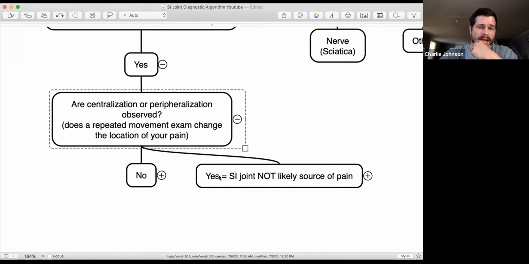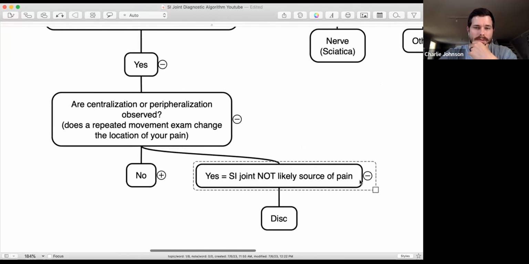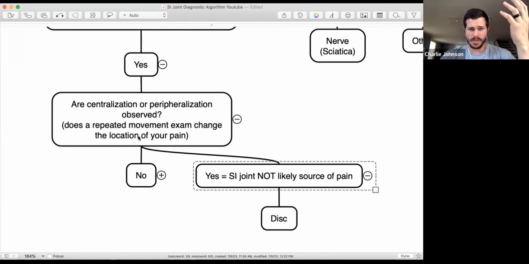If yes, again, SI joint is not the likely source of your pain. We know that centralization is highly specific and diagnostic for a disc problem. Disc is the most likely source of your symptoms. Let's just say, Charlie, I went through all those different motions, and some hurt, some felt a little bit better, but my pain's still right there in my butt. There was no centralization or peripheralization.